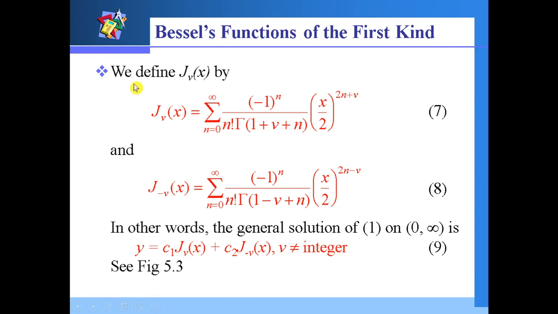This is the Bessel function of the first kind. If v is negative, then J minus v of x is equal to the summation from n is equal to 0 to infinity of minus 1's power n over n factorial gamma of 1 minus v plus n, multiplied by x over 2's power 2n minus v. In other words, the general solution of the Bessel equation on 0 to infinity is y is equal to c1 J v of x plus c2 J minus v of x, where v is not equal to any integer. Here's the important thing.